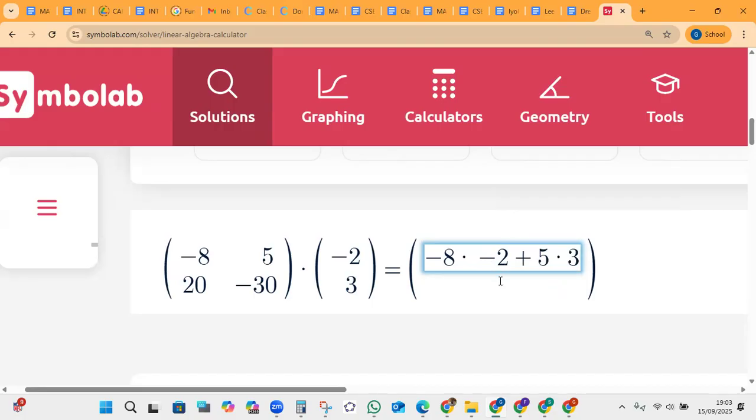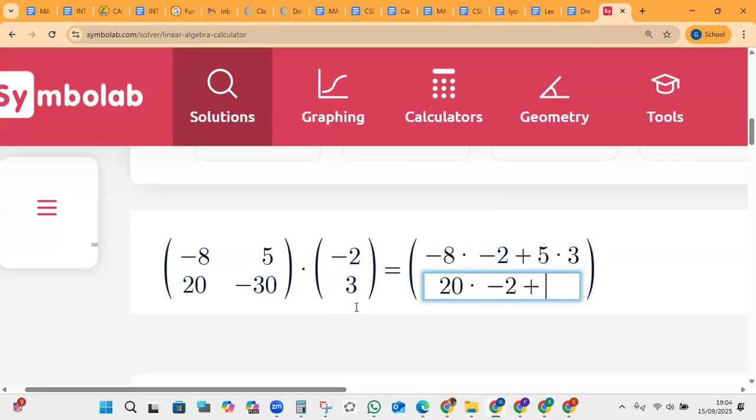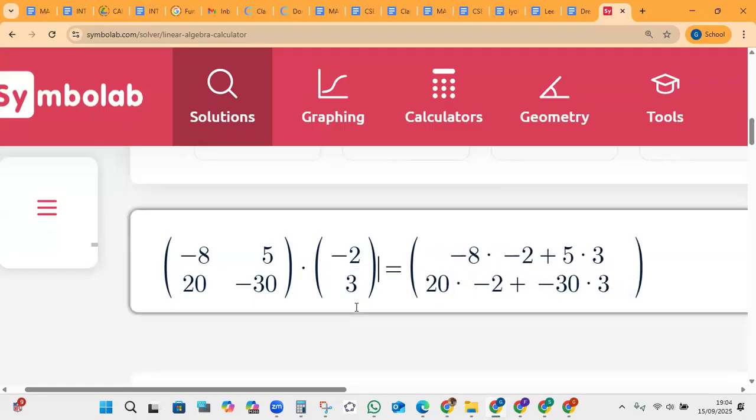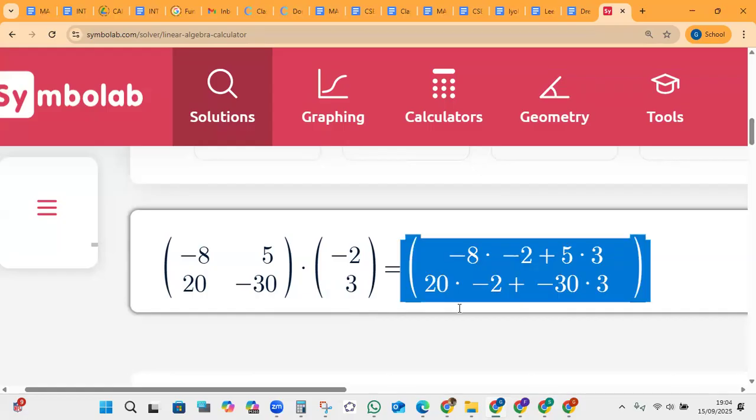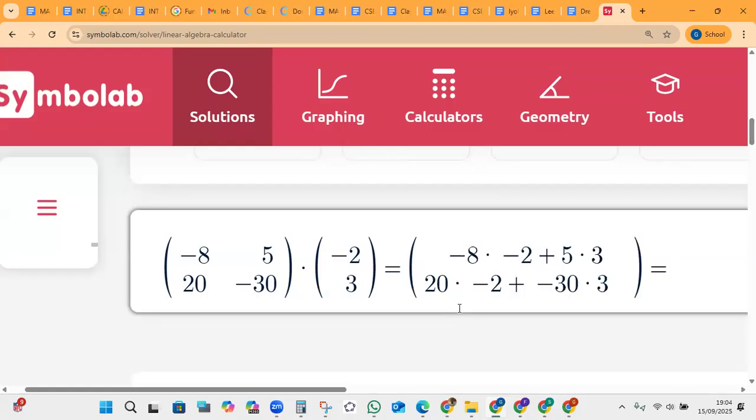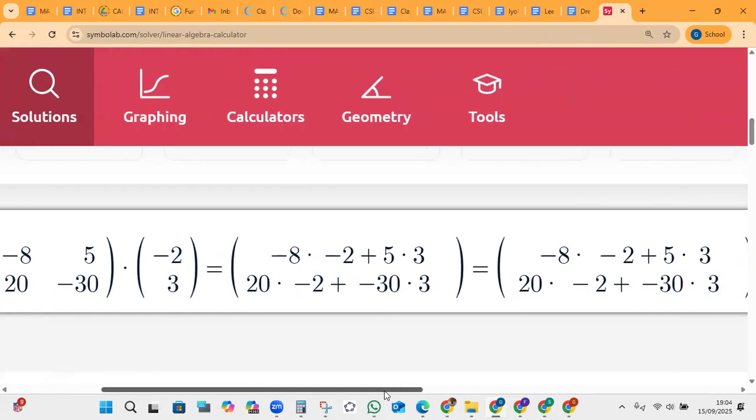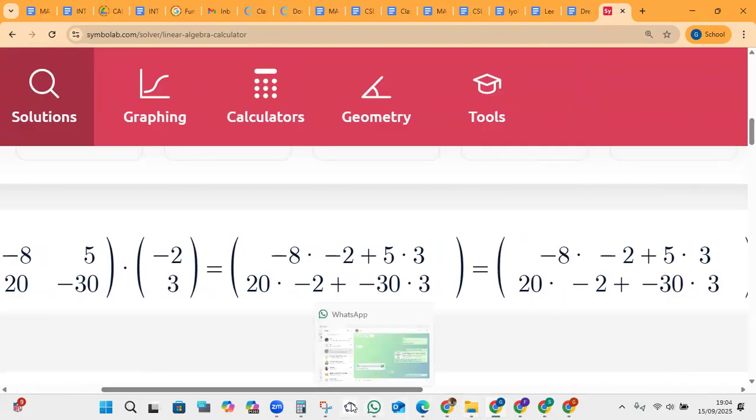That's the first row. And the other row, remember, is 2 rows, but 1 column. So we come down to get the other row, which is 1 number in that case. The 20 times the negative 2, and means plus the negative 30 times the 3. Okay? Equal. We can use our calculator for this.